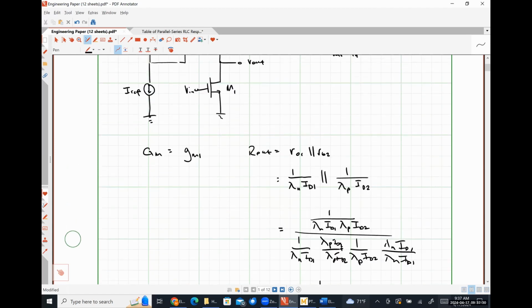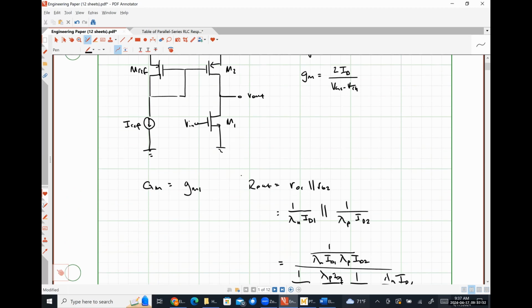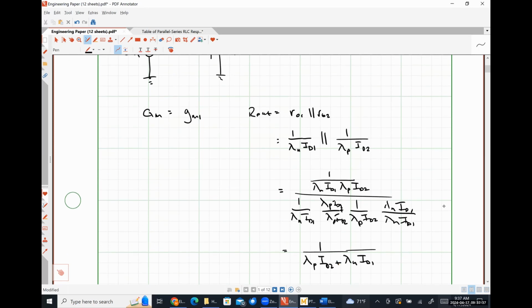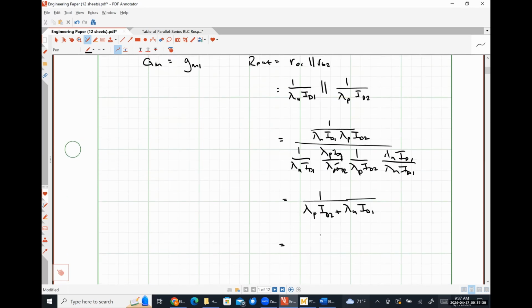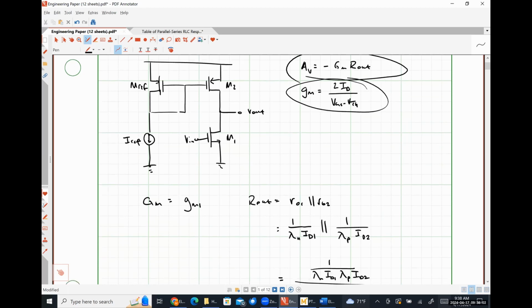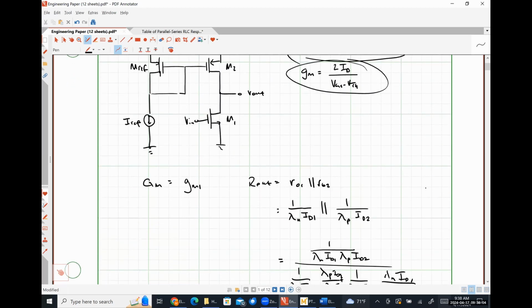What can I say about the currents flowing through the drains of M1 and M2? They're the same thing. So those are just going to look like IDs. And so I wind up having 1 over ID times lambda n plus lambda p. What happens when I apply this gain relationship where GM is equal to this thing, right? The IDs cancel.